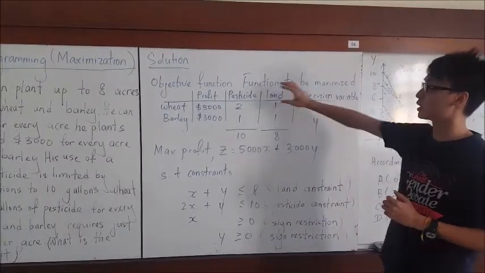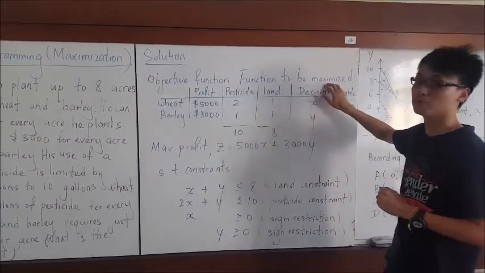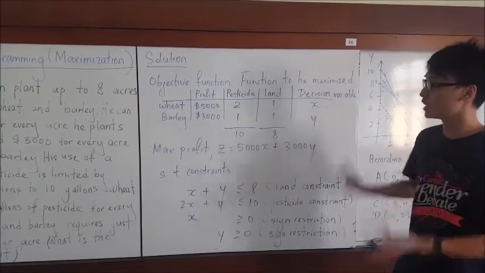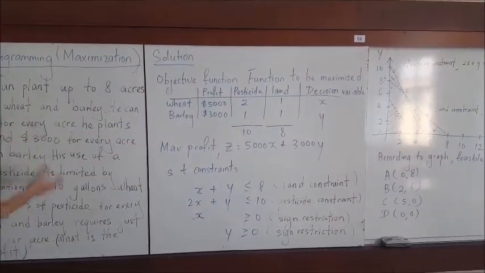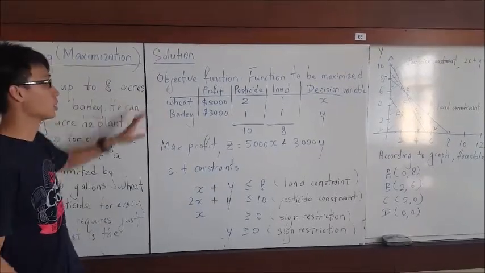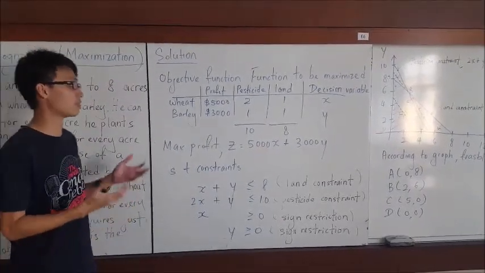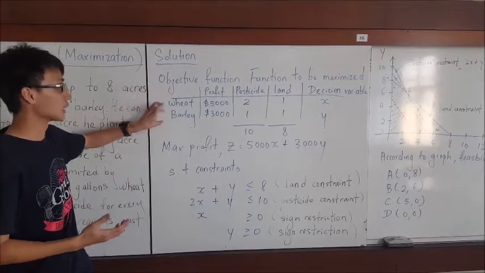Like I mentioned, the objective function is to find the maximum profit for the farmer. This table gives you a very brief understanding of the whole situation. It is a summary of the whole question. We have two types of plants that the farmer can plant: first, wheat, and second, barley.